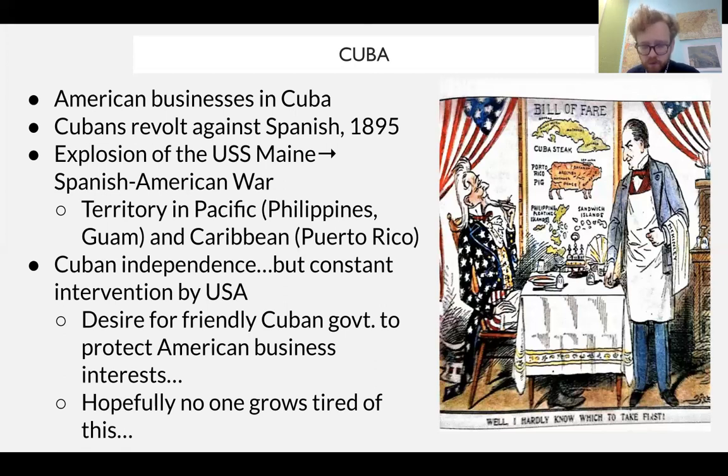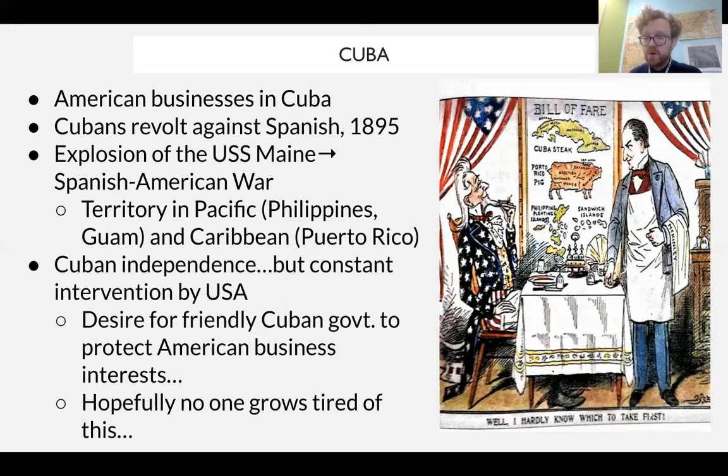The governments of Cuba that promote this American business are going to be very brutal regimes, as we'll talk about in the Cold War. They are going to be very much against calls for change, against unfair business practices. So on top of a resentment of the American economic presence, you have a resentment of American-backed dictators. Hopefully, no one grows tired of this in Cuba.